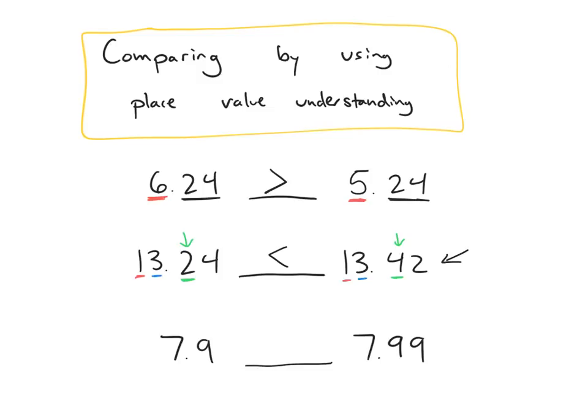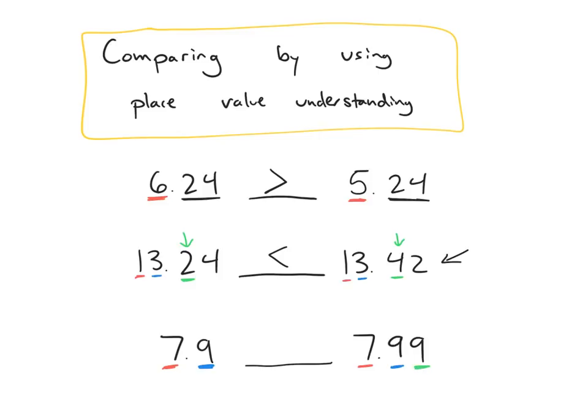We have 7 and 9/10 and 7 and 99/100. So we're going to start with the largest place value in both numbers. We have the ones place. Looks like it's the same. So let's move on to the next place value, which is the tenths place. 9 and 9, that's also the same. So we're going to need to move on to the next place value, which is the hundredths place.